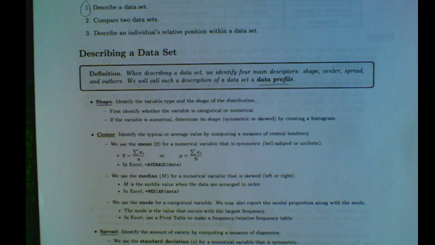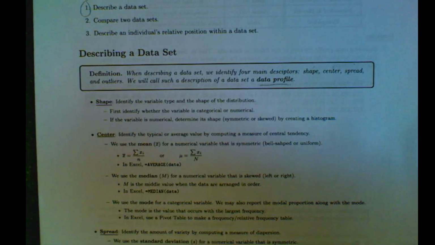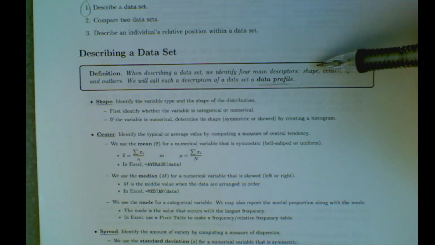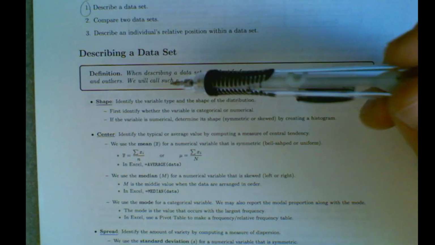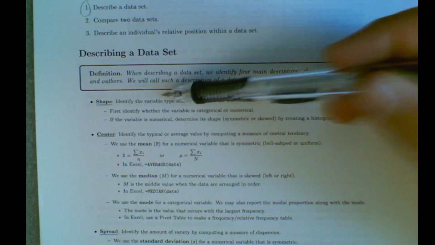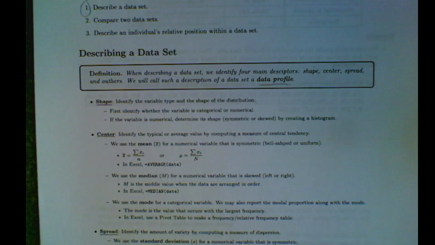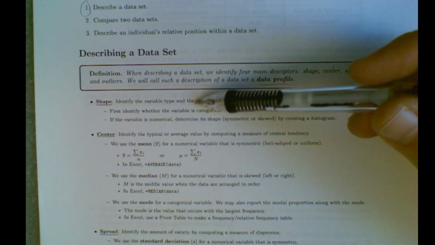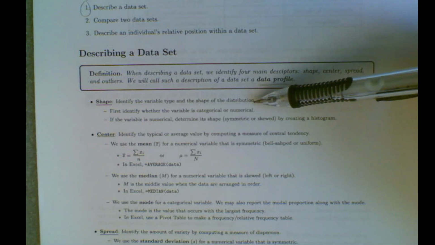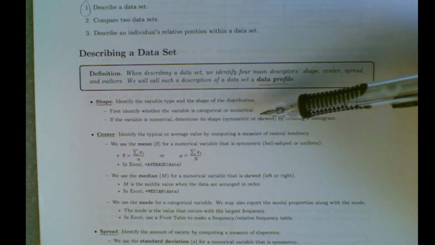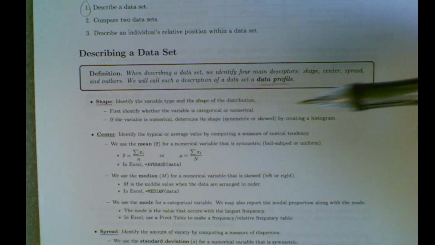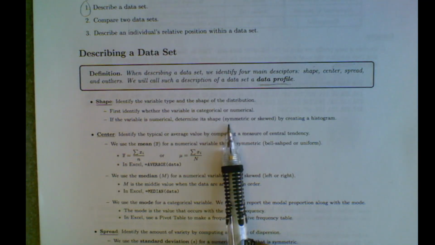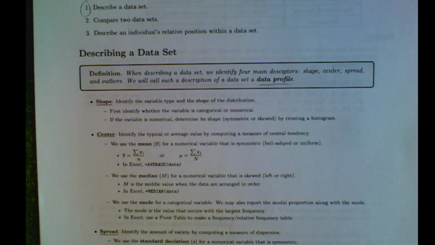Let me just remind you of some things that we learned. So first of all, as far as the shape is concerned, what I mean by that is we should first of all identify what type of variable we're dealing with, whether it's categorical or numerical. And then if it's a numerical variable, we're going to want to describe the shape of the distribution. So to do that, we will create a histogram, and based on the histogram, we'll decide whether the data are symmetric or skewed. Okay? So that's what we'll do as far as the shape is concerned.